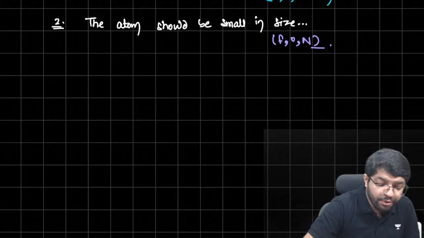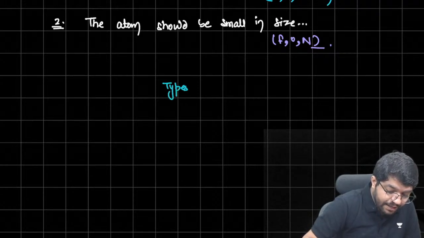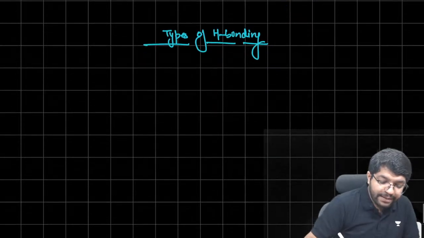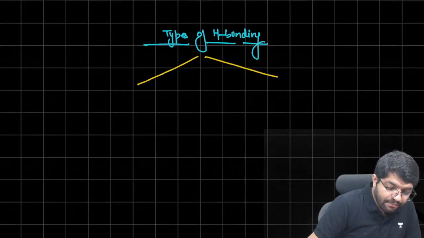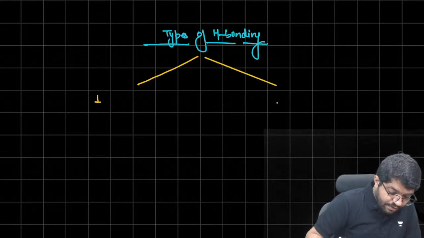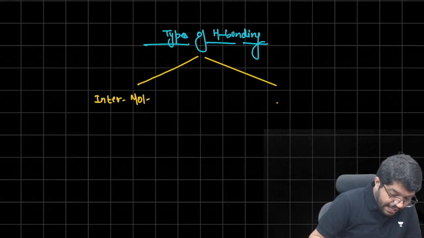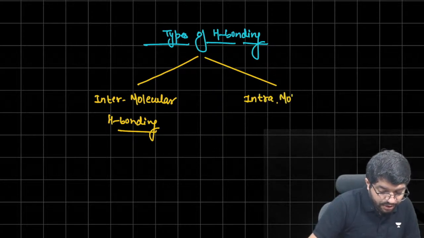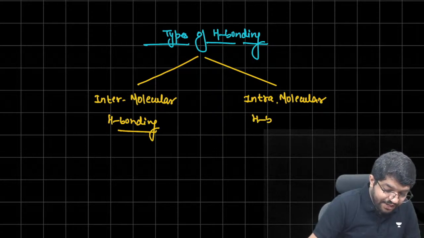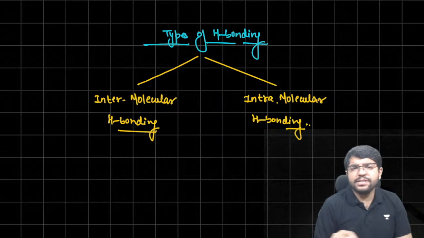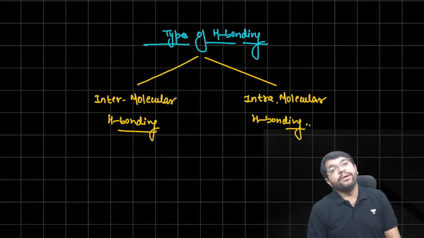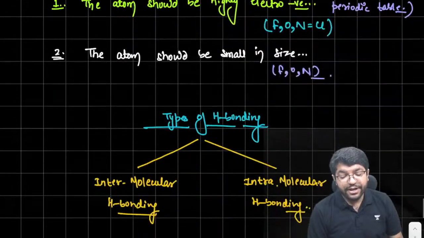And there are typically two types of H bonding that we will talk about in detail in another 15 to 20 minutes, when we reach phenol. One is intermolecular H bonding and the other is intramolecular H bonding. So this is the story of hydrogen bond.